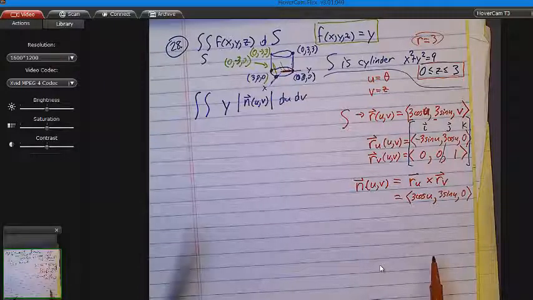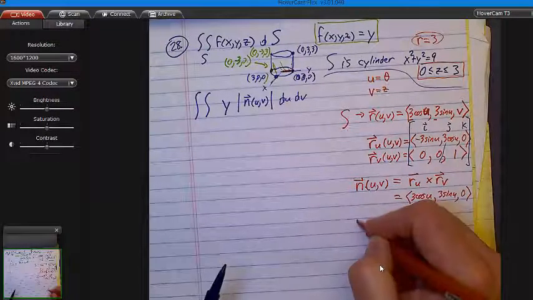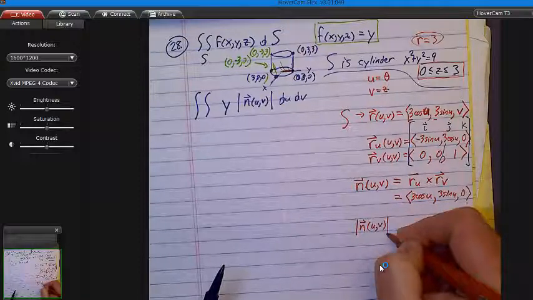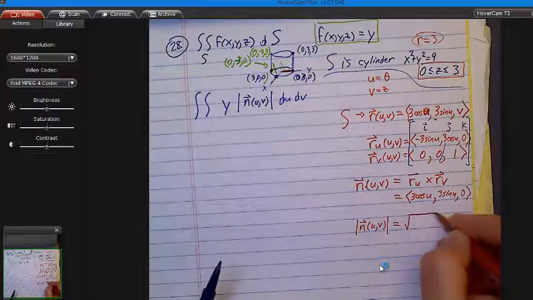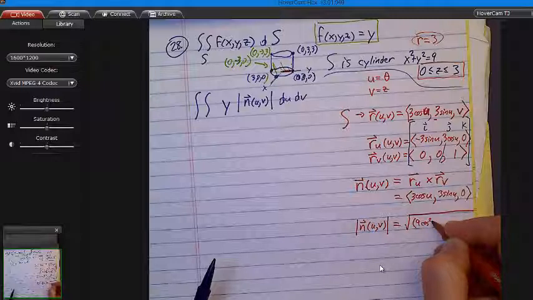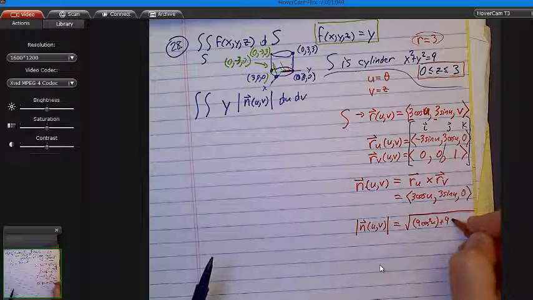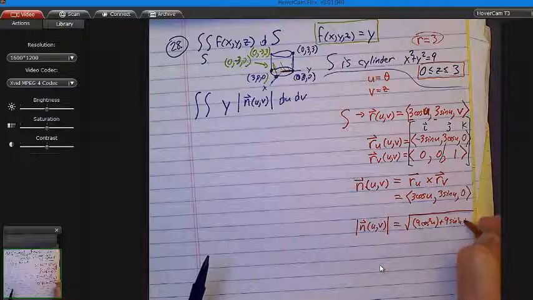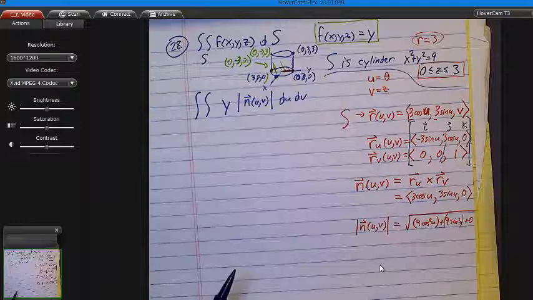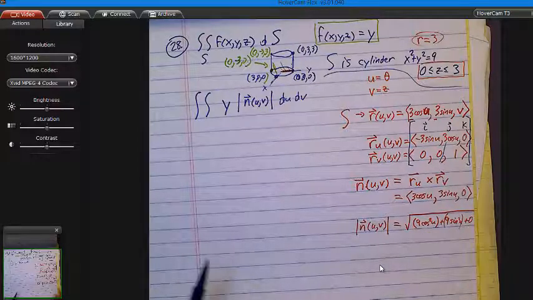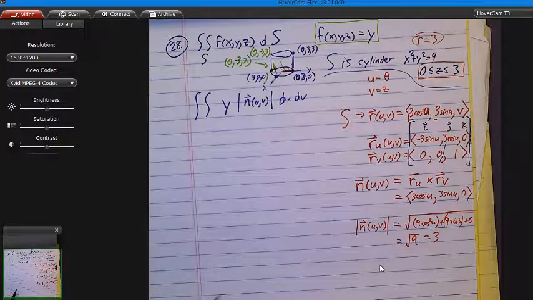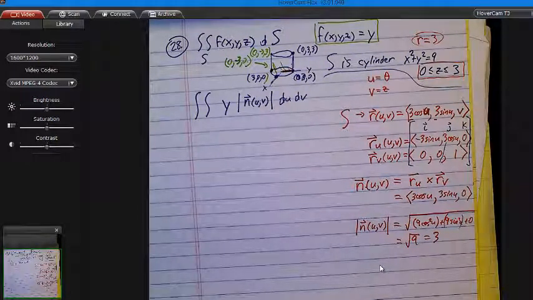Now the other thing I need for that integral is the length of n of (u, v). I think you can see that's 3, but let's work it out quickly. If you square this, you have 9 cosine squared u plus 9 sine squared u plus 0, because it's x squared plus y squared plus z squared. And of course, cosine squared plus sine squared is 1. So I get the square root of 9, which is just 3. Okay, so I think I'm ready. Here I go.